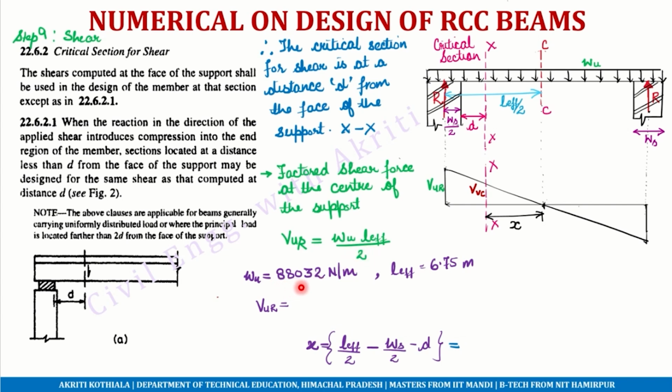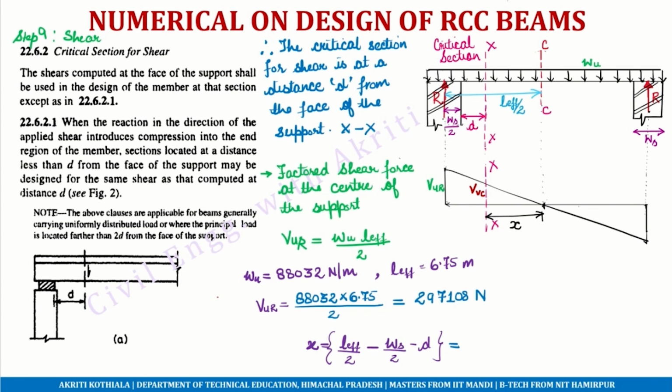Wu is 88,032 Newton per meter and L effective is 6.75 meters. So VuR will be equal to 297,108 Newton, that is equal to the reaction which we had calculated earlier.